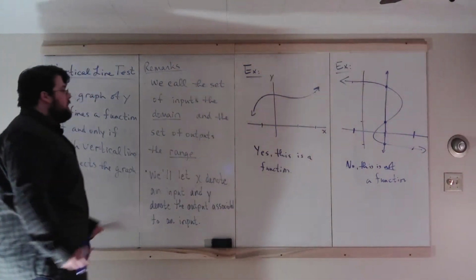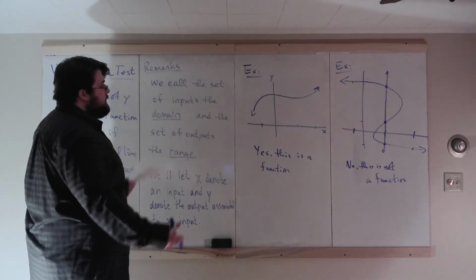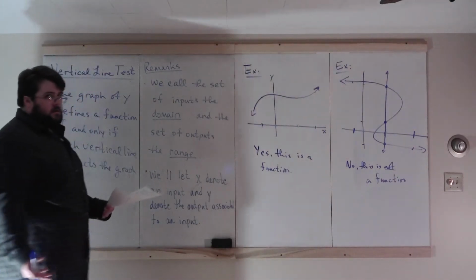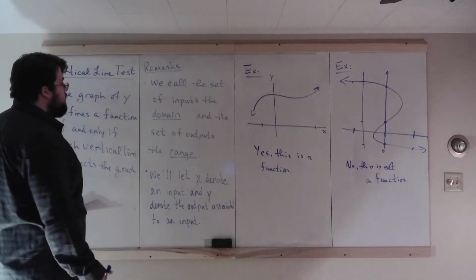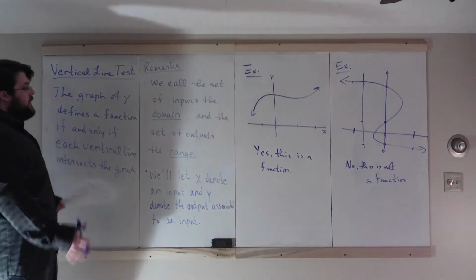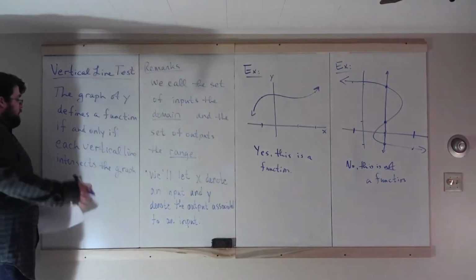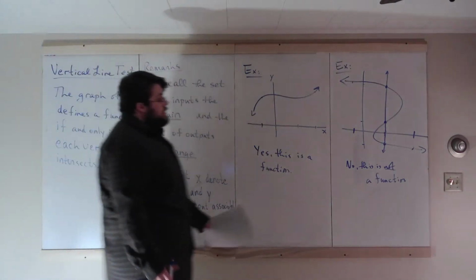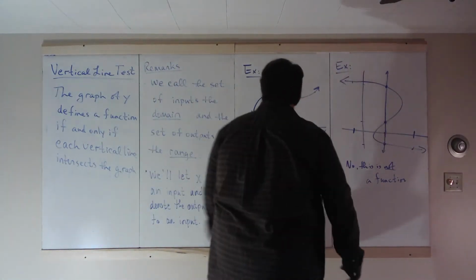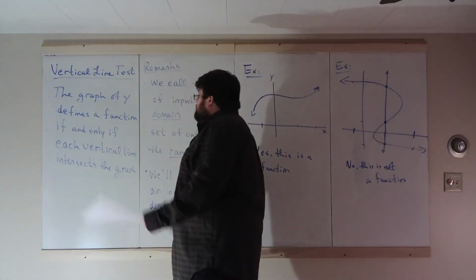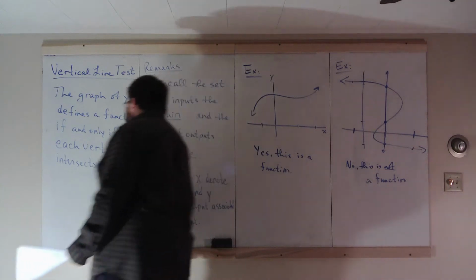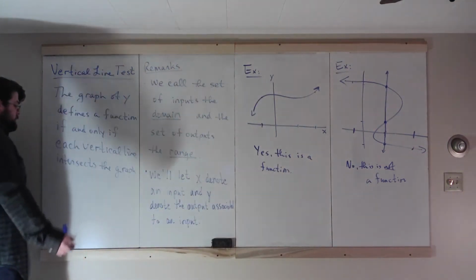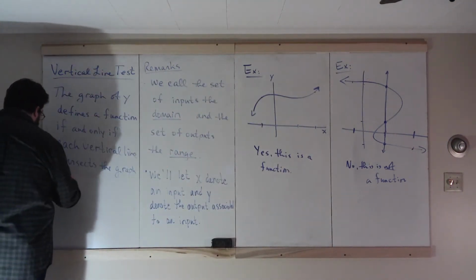But in particular, we'll look at the next example. There will be vertical lines where it doesn't hit the graph at all. And that's not a problem. But the problem occurs when a vertical line intersects the graph more than once. So the graph will define a function if and only if each vertical line intersects the graph no more than once.